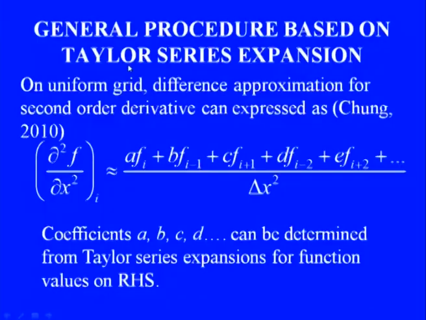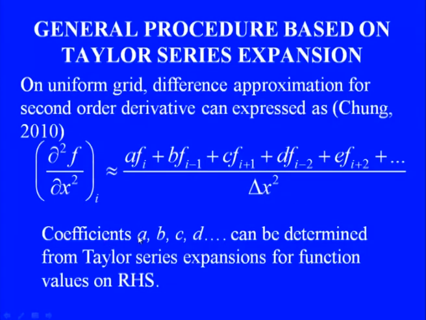So now let's have a relook at our general procedure which we outlined earlier, that on a uniform grid the difference approximation for second order derivative can be expressed as del 2 f over del x square at I is approximately equal to a times fi plus b times fi minus 1 plus c times fi plus 1 plus d times fi minus 2 plus e times fi plus 2 and so on, divided by delta x square.